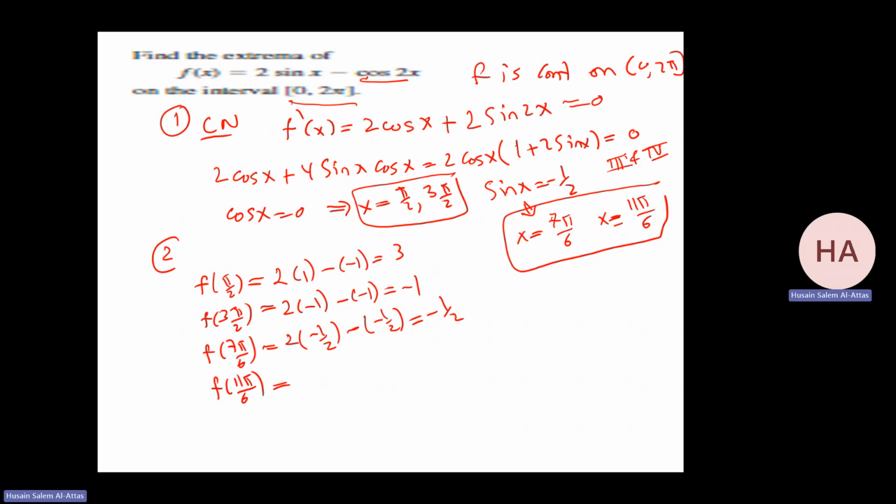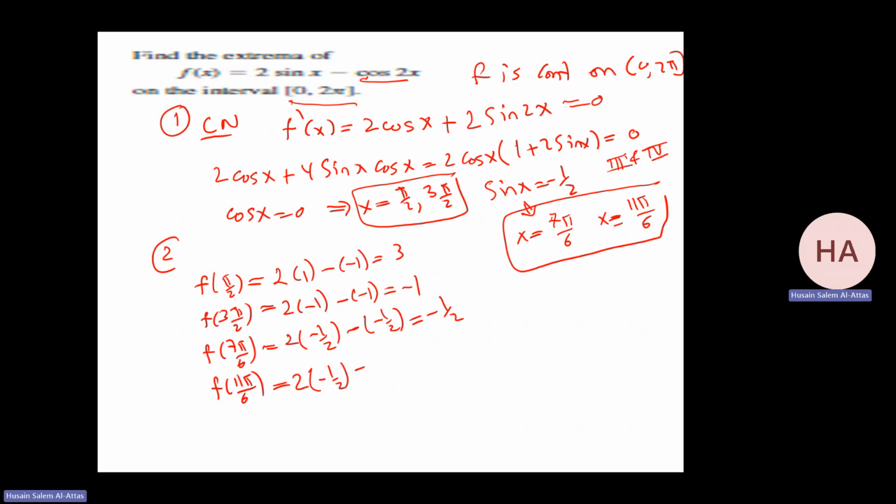If 11 pi over 6, it will be 2 sine 11 pi over 6. That will be minus half also. In the fourth quadrant, sine is negative. So that will be minus half. This is minus cosine 11 pi over 3.